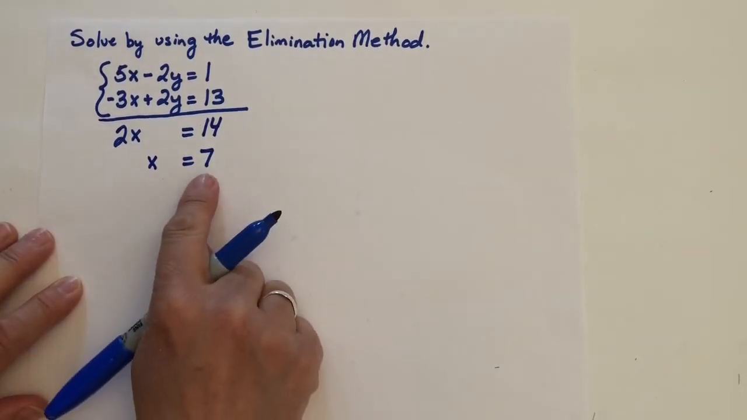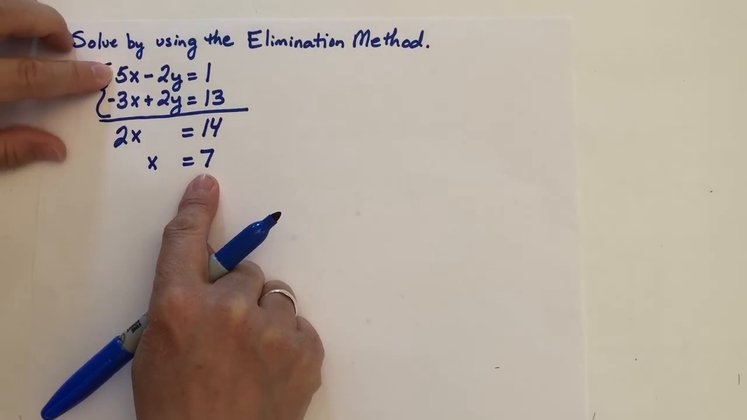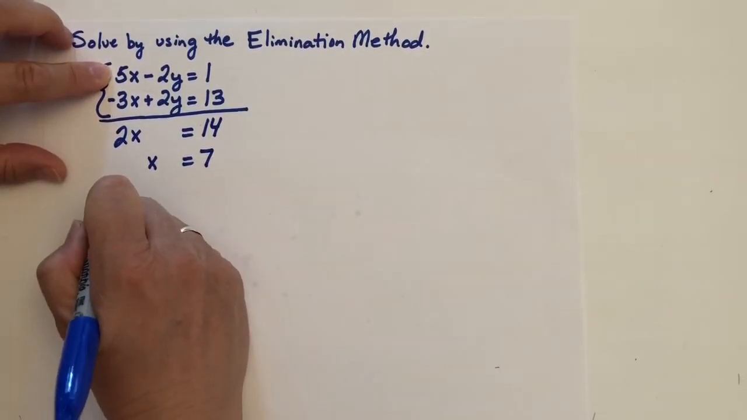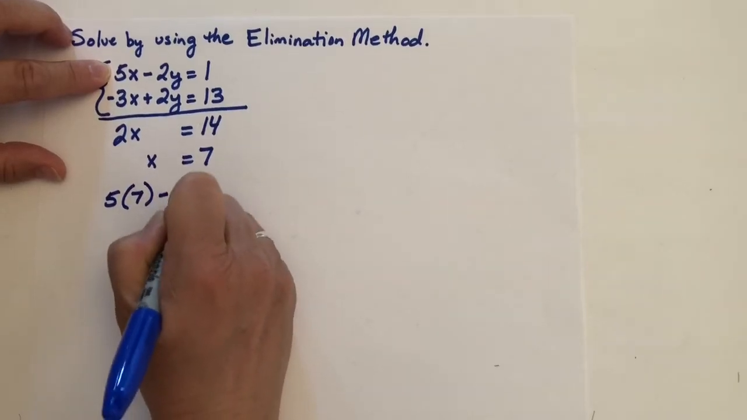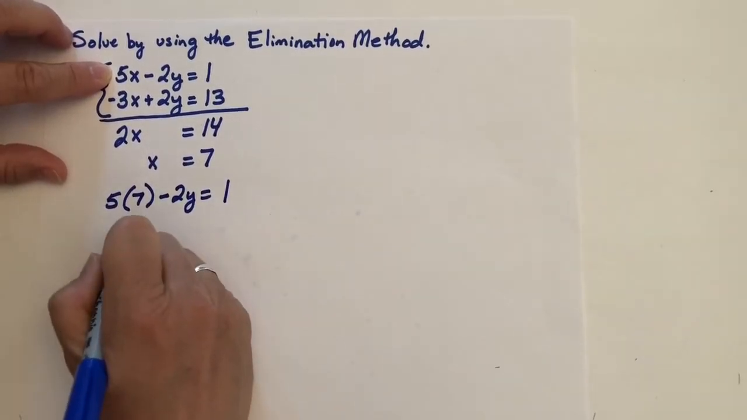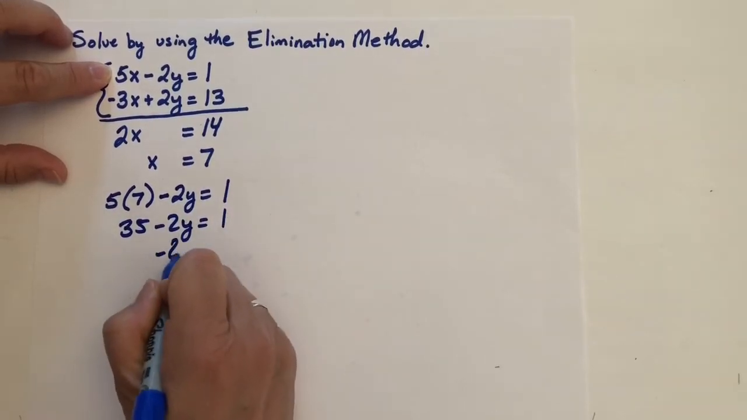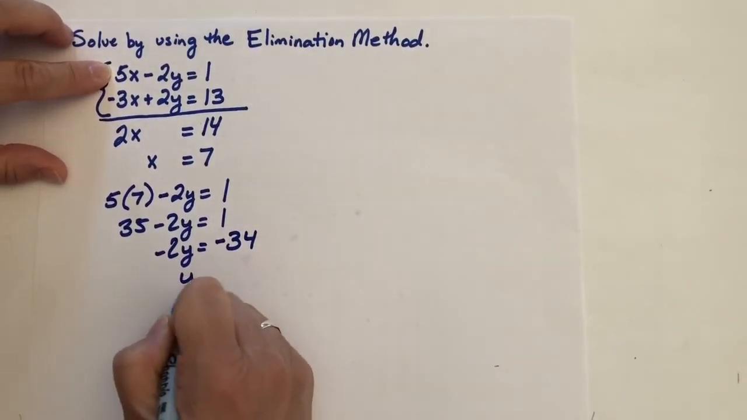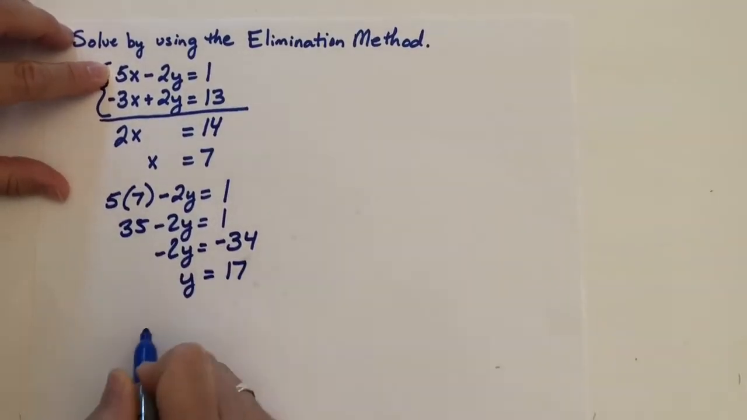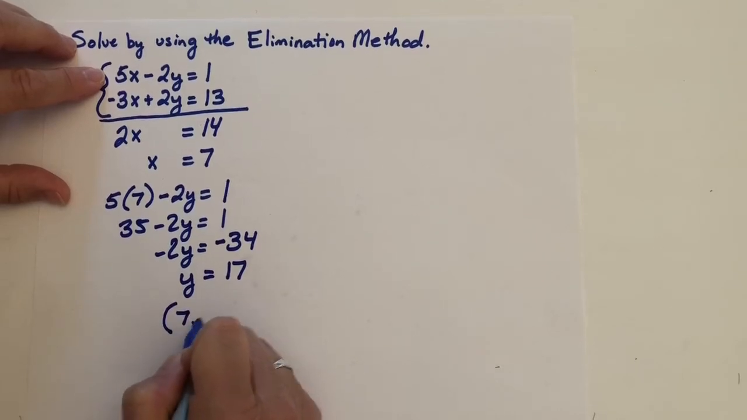So let's substitute 7 into, you just pick whichever one you prefer. I'll substitute it into the first one. So we have 5 times 7 minus 2y equals 1. And we solve this equation, subtract 35. And we have y equals 17. So the solution to this system is (7, 17).